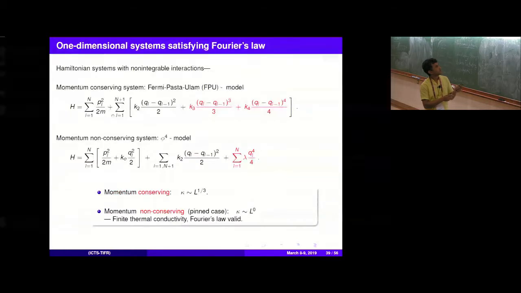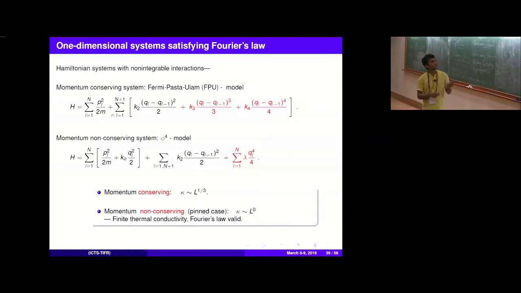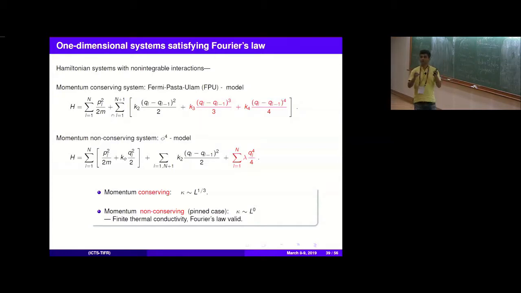Okay, so this is the FPU model that we studied. I already said that if you study momentum non-conserving systems, so if you put an on-site potential, then total momentum is not conserved. In this case, this is called the phi-4 model, you get Fourier's law and finite heat conduction. Okay, so everything works fine.